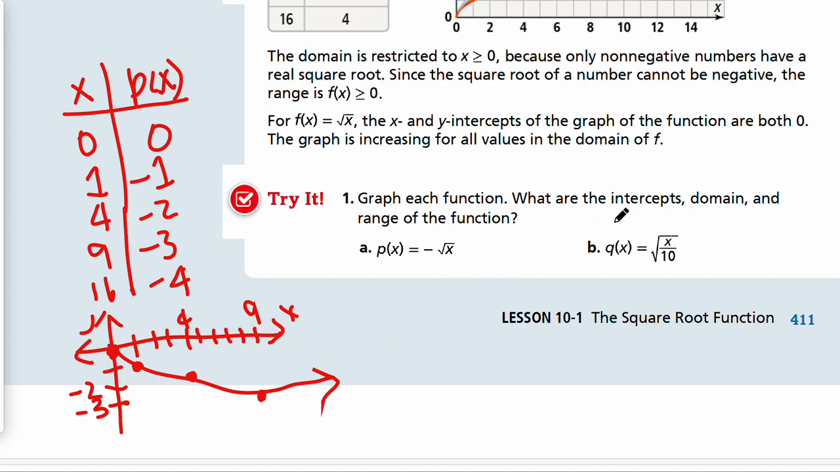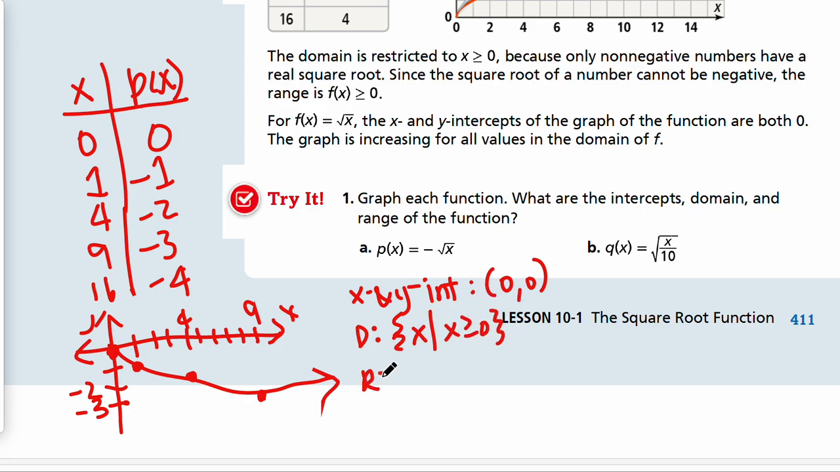So what are the intercepts? The x- and y-intercepts are (0, 0). The domain is all values greater than or equal to 0. For the range, let's do p of x: all p of x values are less than or equal to 0, so it's all negative.